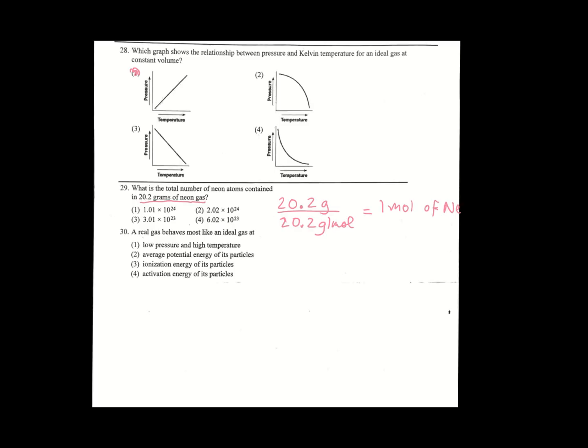If you have already 1 mole, if you remember Avogadro's number, 1 mole is already 6.02 times 10 to the 23rd. And that's choice 4. Number 30. A real gas behaves most like an ideal, so we're basically thinking ideal is high temperature, low pressure. Choice 1. And we're done!